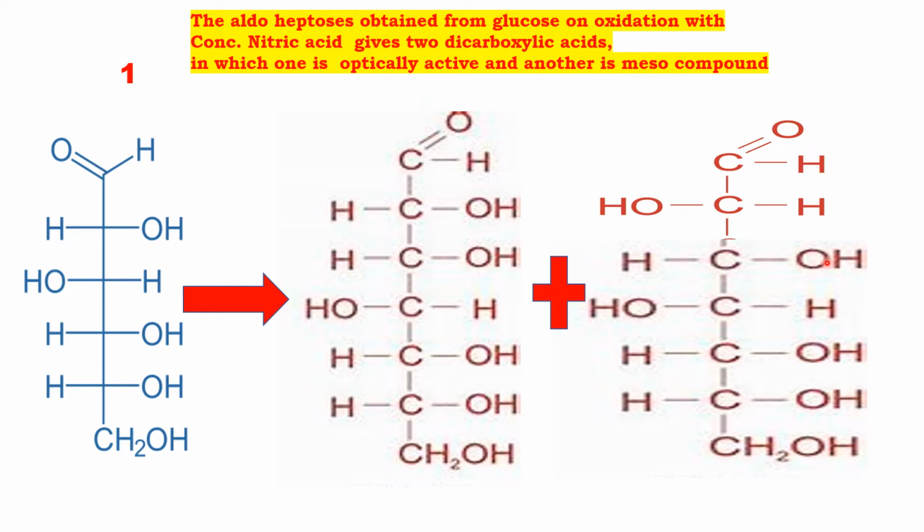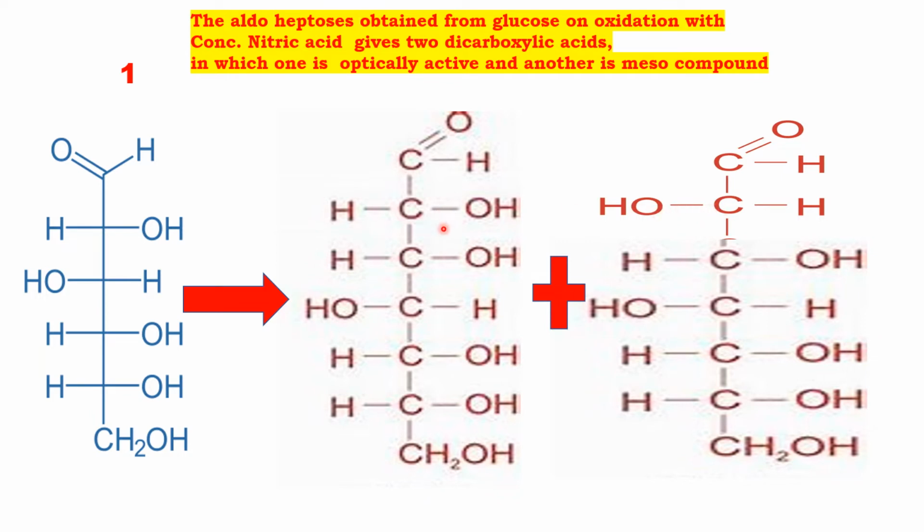Now, after Killiani-Fisher synthesis, a new carbon atom has come, one here, one here. In this molecule, the OH group is on the right hand side. And this is the epimer in which the OH group is on the left hand side. Apart from this carbon atom, all the configurations are the same. Hence, these are epimers.